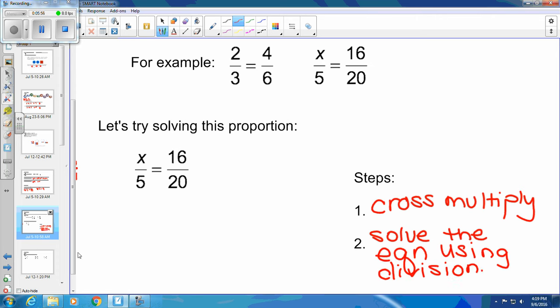I've found that we need to start using shortcuts when we write words so that we can save ourselves a little bit of time. If you're not going to remember EQN as equation, then write it out.